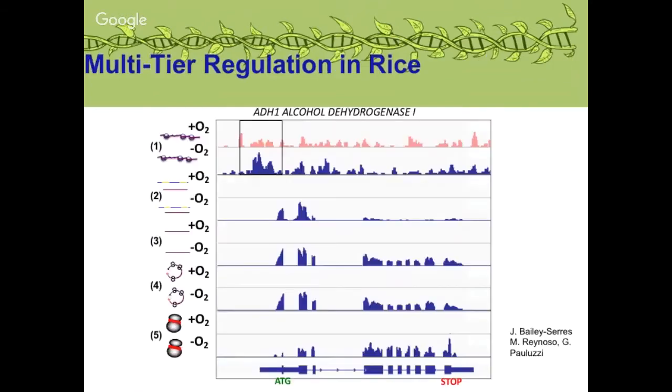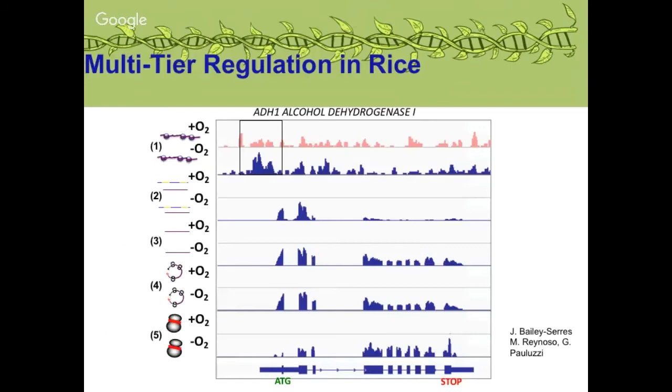So I'm going to show you an example of how we're able to look at this regulation using several different tracks. Again, this is all data from rice taken from Julia Bailey-Serres's lab. Here we're looking at the gene model of this alcohol dehydrogenase on the bottom of this plot. And in these first two rows, it's always arranged in this way: the first row are roots that are grown under standard conditions with sufficient oxygen, whereas in the second row, you can see roots that are exposed to oxygen stress or submergence. They're grown under anoxic conditions.